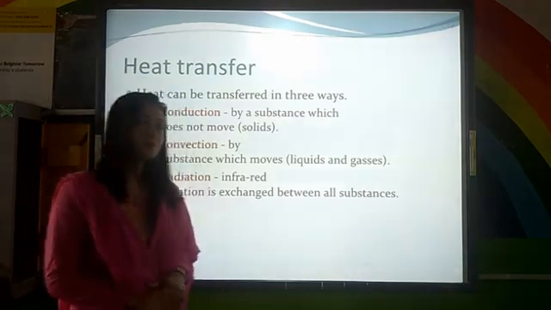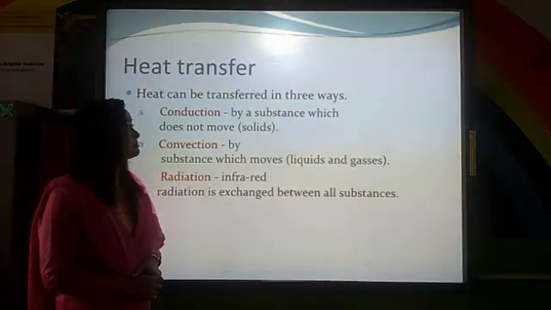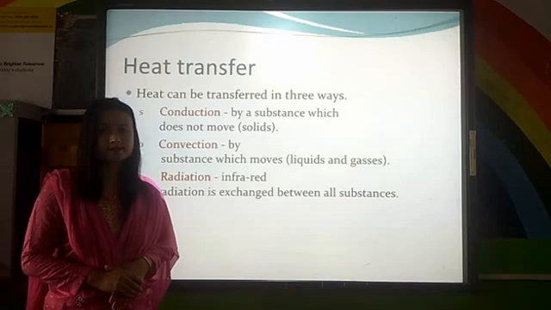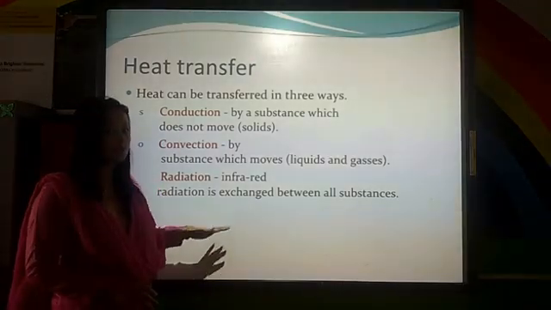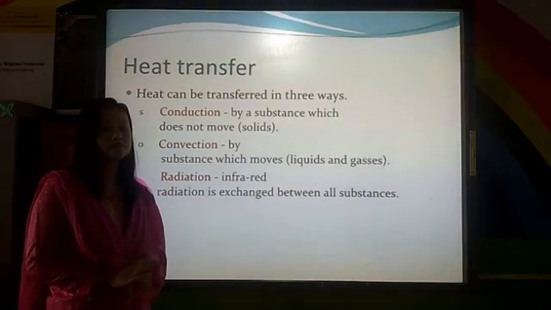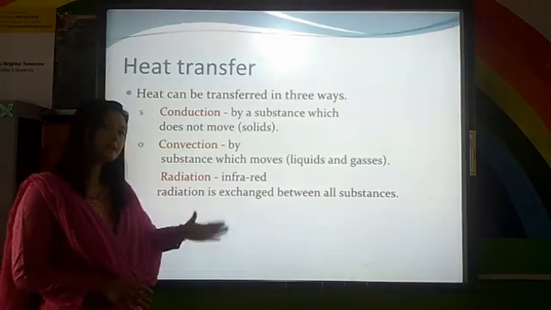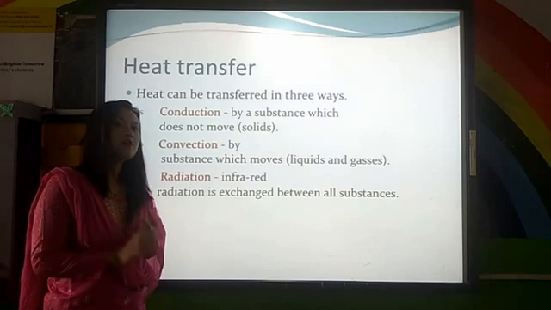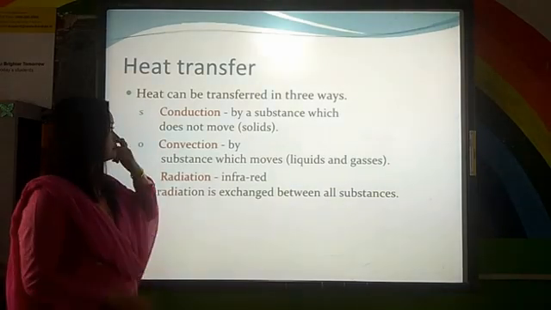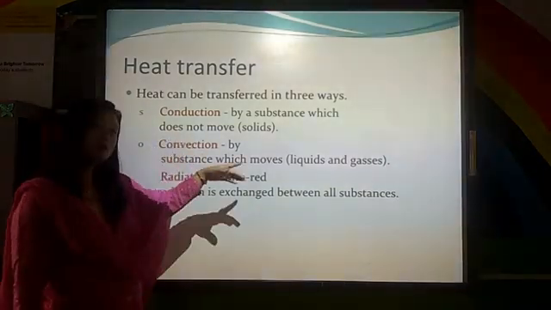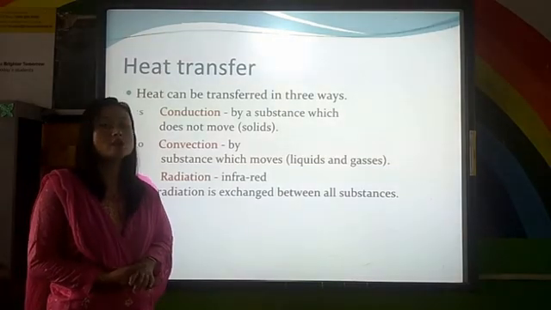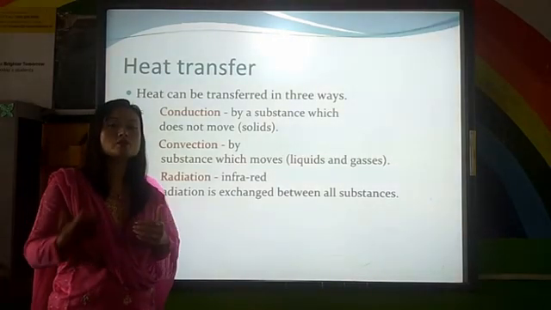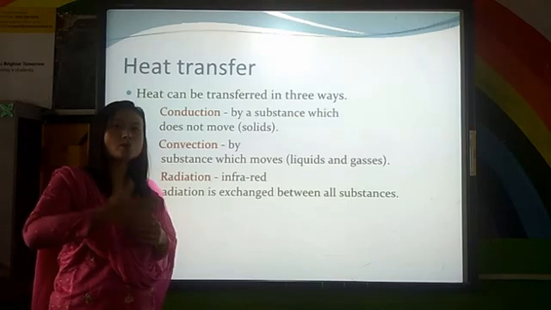Now heat transfer, moving in more detail, heat can be transferred in 3 ways, isn't it? We don't have this in your class 8 book, so we're just revising what you have learned in class 7. Okay, so heat can be transferred in 3 ways, that is conduction, convection and radiation. Conduction is by a substance which does not move, for example, solids, isn't it? When the particles are not free to move, they simply vibrate in their own place, and this is how they transfer the heat.